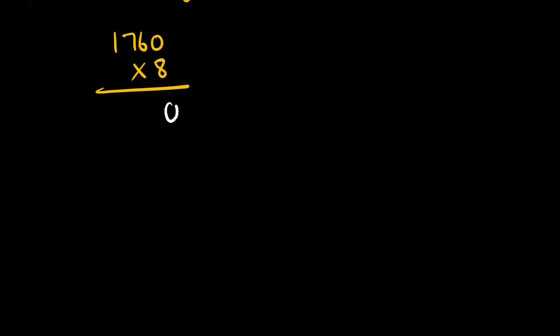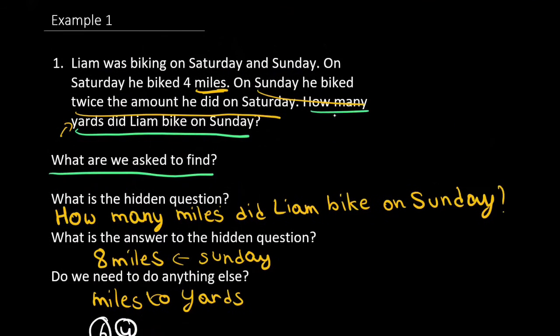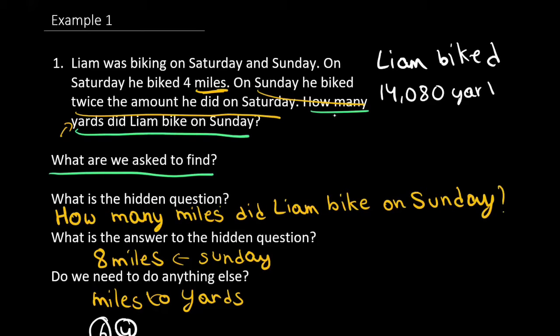8 times 0 is 0. 8 times 6 is 48. 8 times 7 is 56. 56 plus 4 is 60. And then 8 times 1 is 8 plus 6 is 14. So our answer is 14,080. So Liam biked 14,080 yards on Sunday.